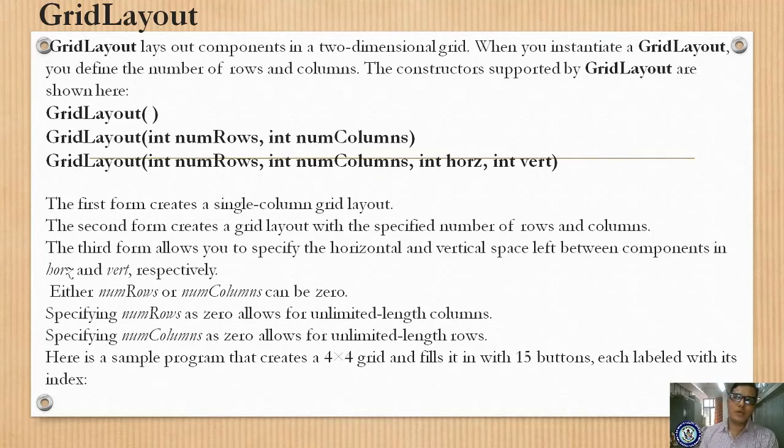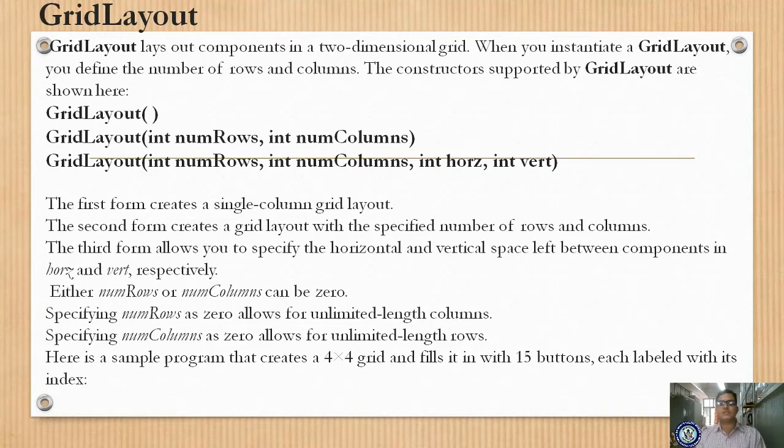So grid layout, as you know what a grid is. Grid is nothing but cells. What is a cell? A combination of rows and columns, right? The intersection of rows and columns is called a cell, right? So a grid is nothing but rows and columns. Grid layout lays out components in a two-dimensional grid. Whatever control you are placing will be placed in two dimensions.